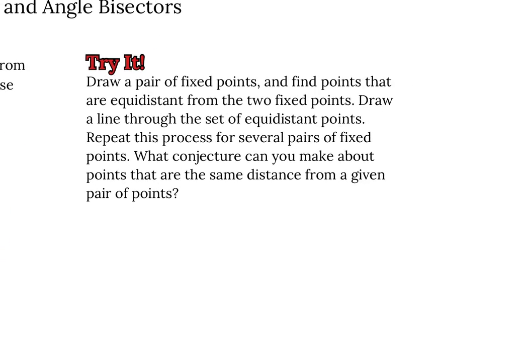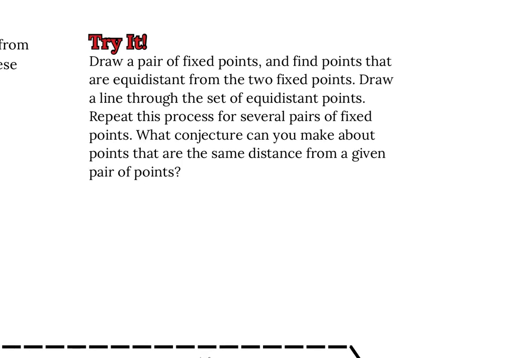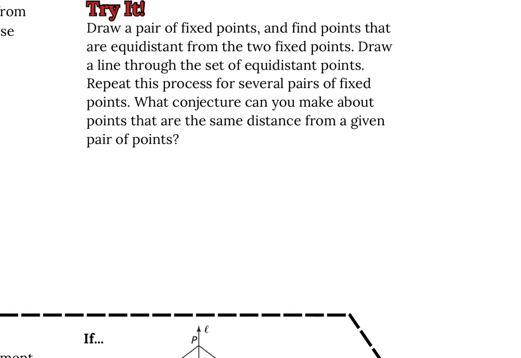Okay, so then our try it. Draw a pair of fixed points and find points that are equidistant from the 2 fixed points. Draw a line through the set of equidistant points. Repeat this process for several pairs of fixed points. What conjecture can you make about the points that are the same distance from the given pair of points? All right, so we first want to create 2 points.